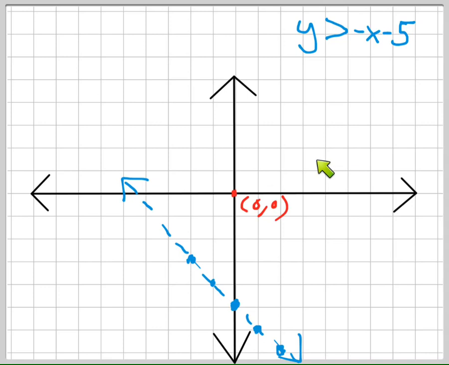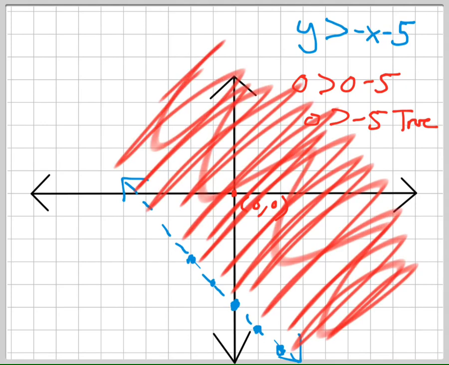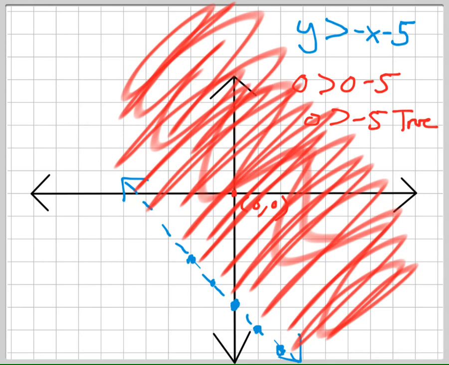So that means we're going to plug in x is 0 and y is 0. I didn't write -0 because 0 is neither positive nor negative. So I get 0 greater than -5. True or false? True. Does that mean 0, 0 needs to be in the shaded area or not in the shaded area? In the shaded area. So I'm going to shade this side of my line. All right, the next one.